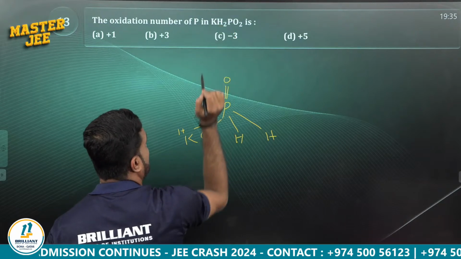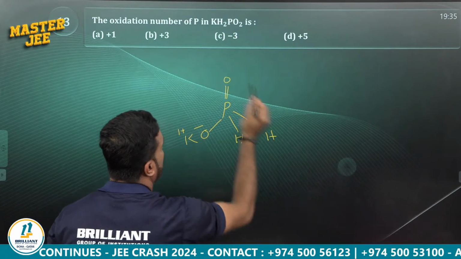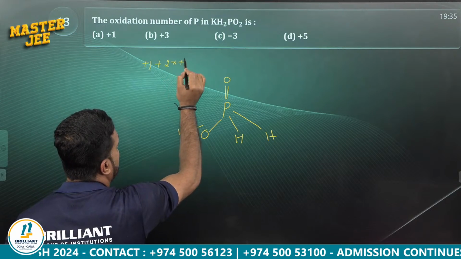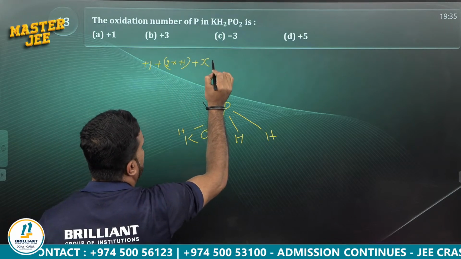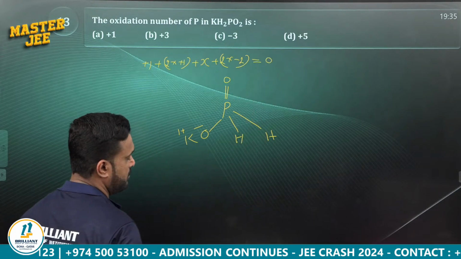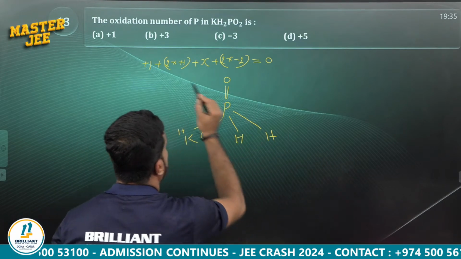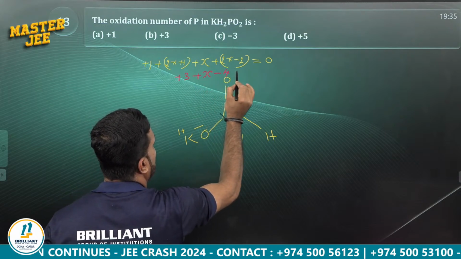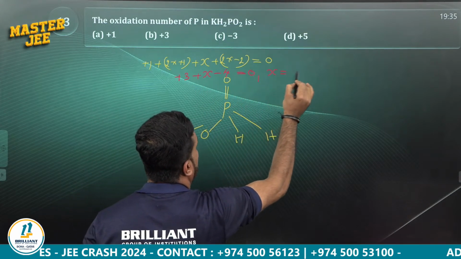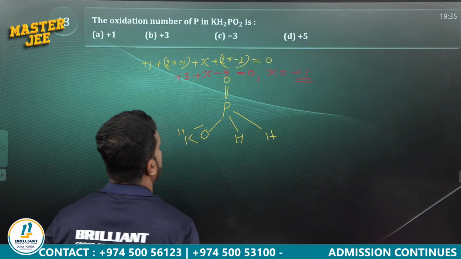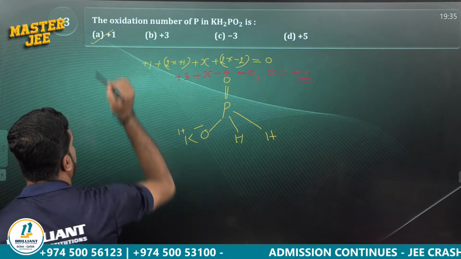You know that here potassium is plus 1. So if you take phosphorus as X, then plus 1 for potassium, 2 into plus 1 for hydrogen, plus X, plus 2 into minus 2 is equal to 0. It's a neutral compound, it's quite easy. Then you will get plus 3 plus X minus 4 is equal to 0. That X is equal to plus 1. Correct? So the right option is A.